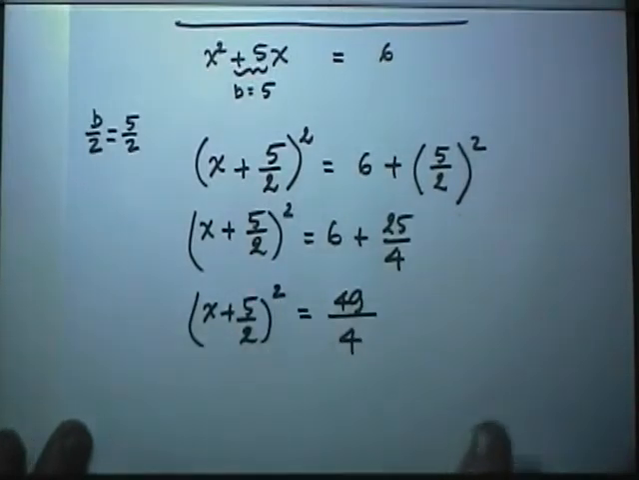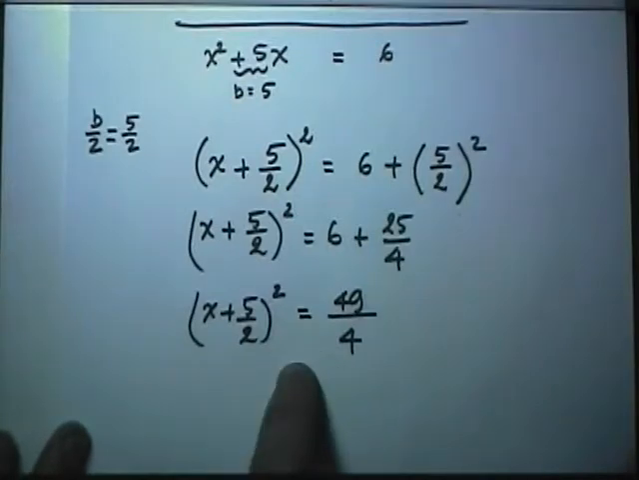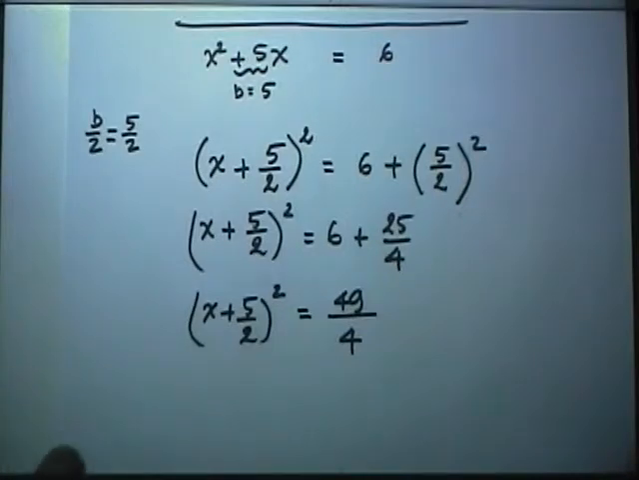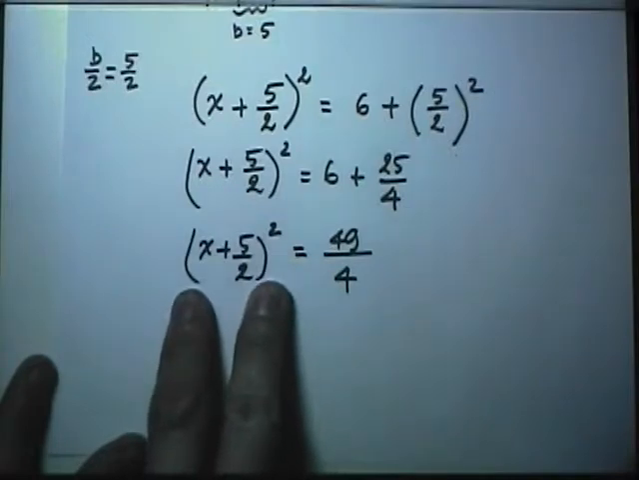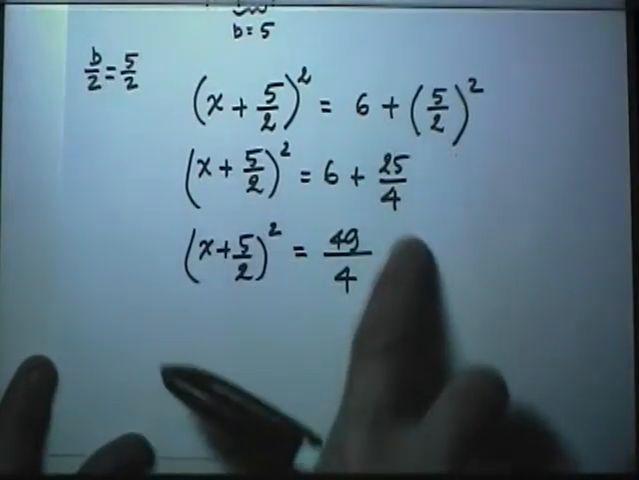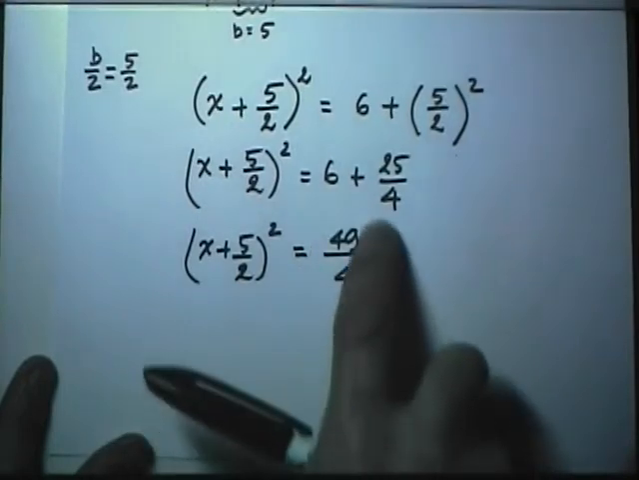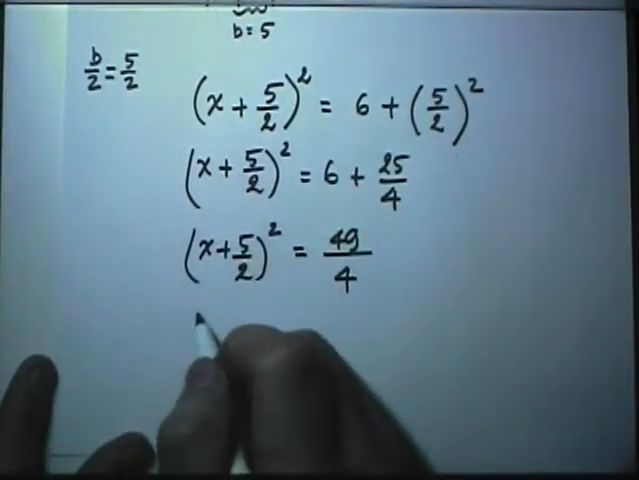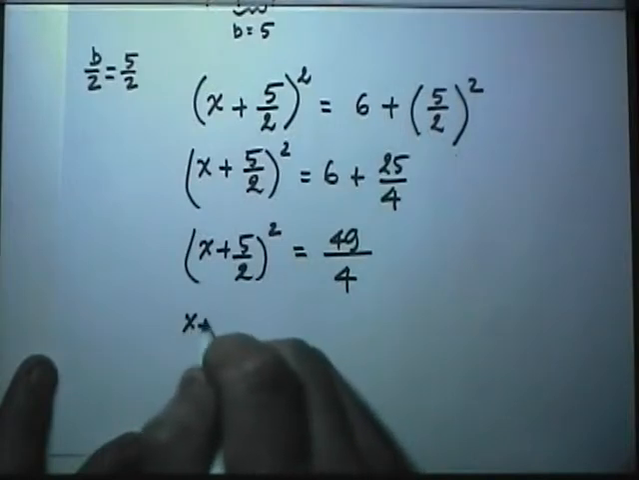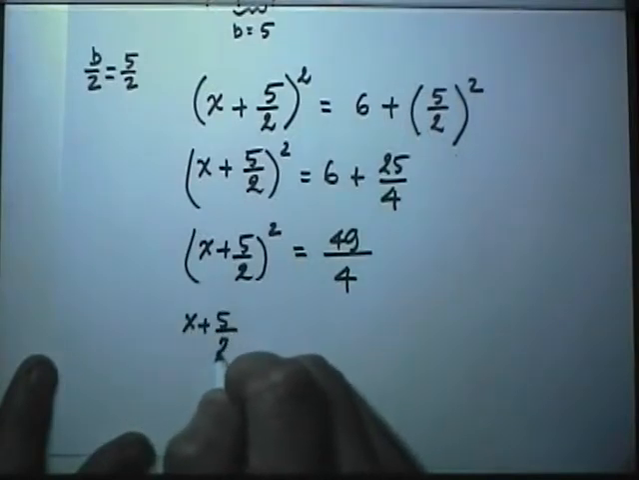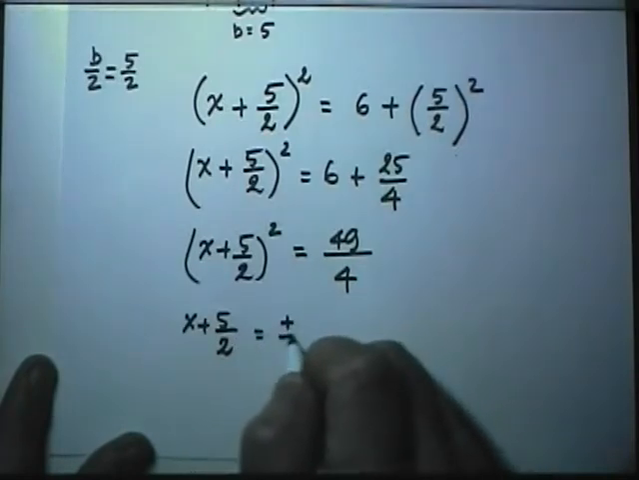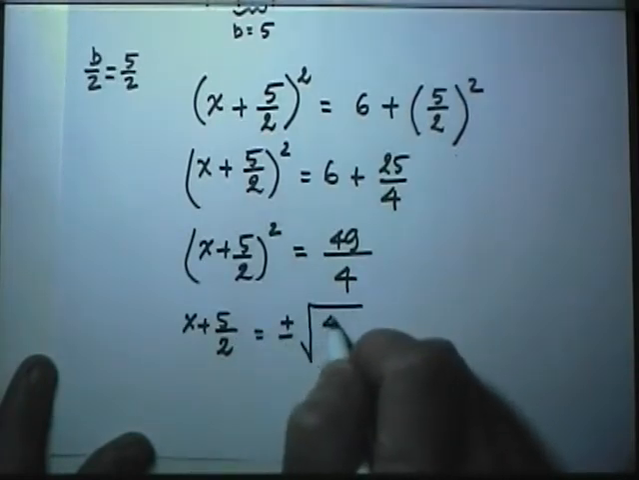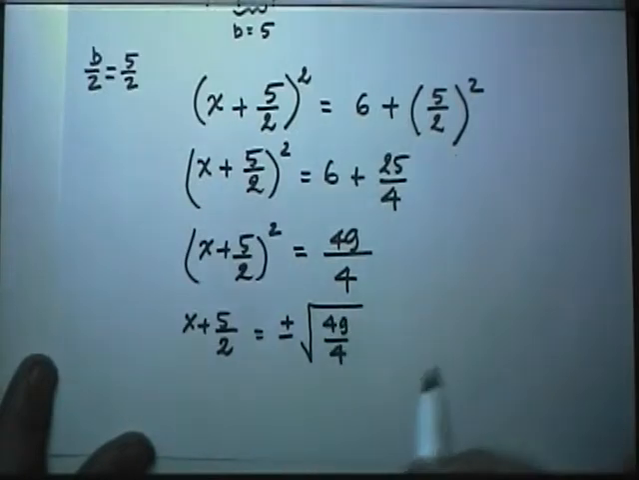Now, what is so good about my equation at this step? This step tells me that I can once again use my square root property, because on the left side I have a perfect square, and on the right side I have a number, even though it's a fraction. So using the square root property, I have x plus 5 over 2 by itself, no square, equals plus and minus the square root of 49 over 4.